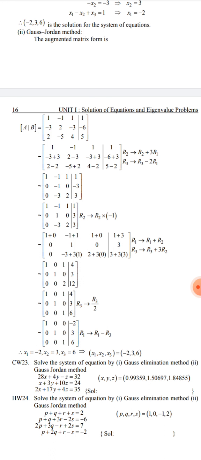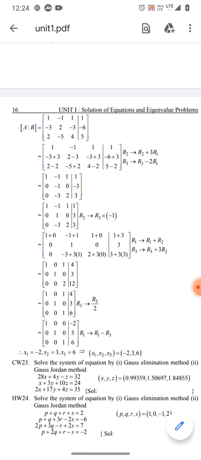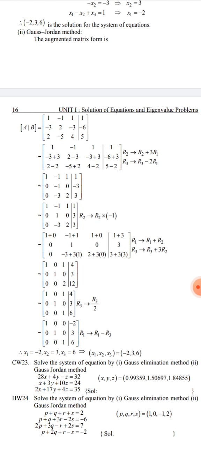Now I am trying to make the A13 position as 0. So if you need any terms as common, you can divide that one also. So see here, R3 is equal to R3 divided by 2, so that I will get 0 0 1 and 6. Now R1 is equal to R1 minus R3. Subtract that one, you will get the identity matrix.